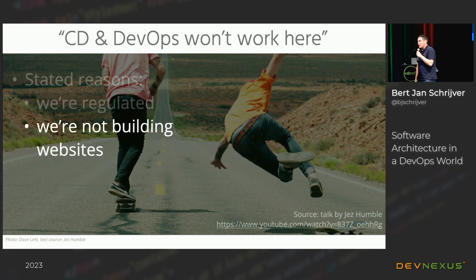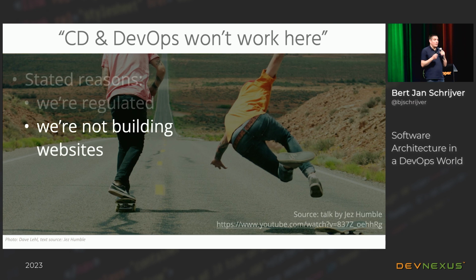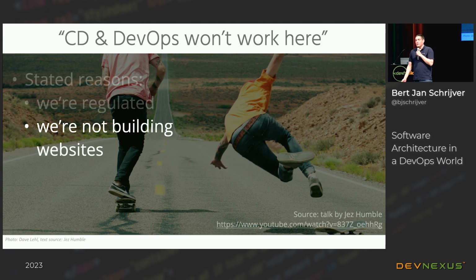We're not building websites, so it's more difficult for us. Sure, for embedded software, it may be more difficult to have automated tests or automated deployments, but I can assure you that HP is doing continuous delivery with their LaserJet firmware. So if printers can do it, then probably your system can also do it.